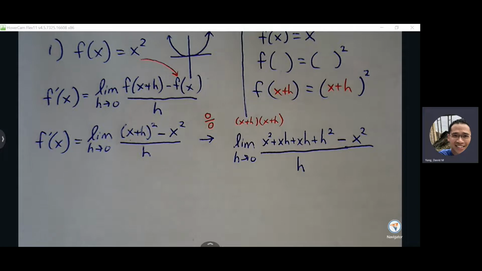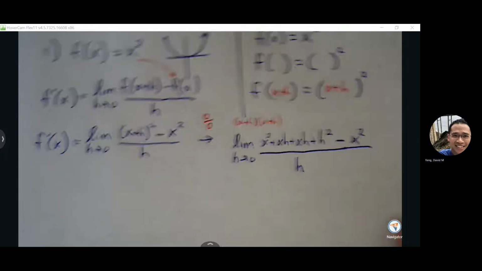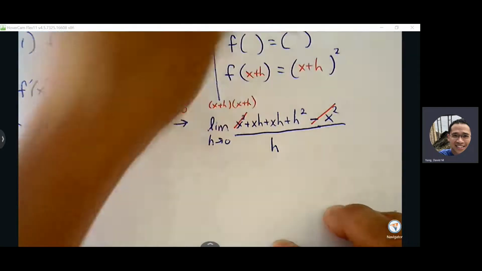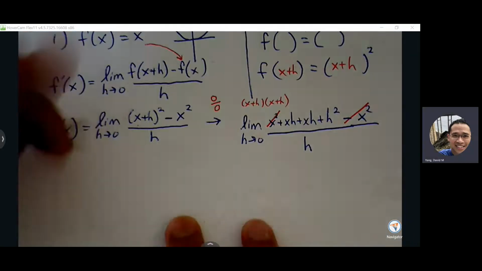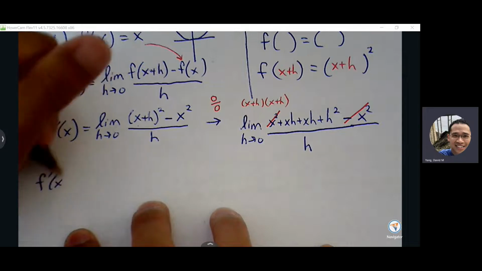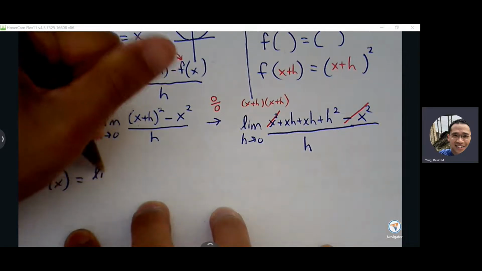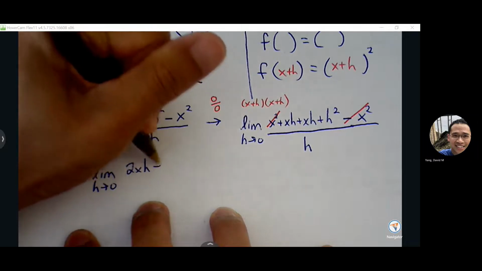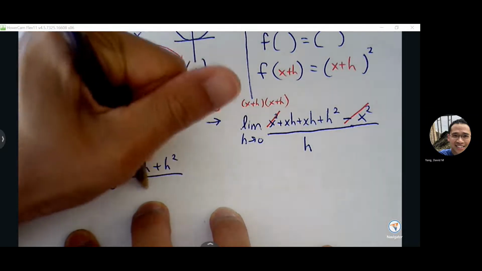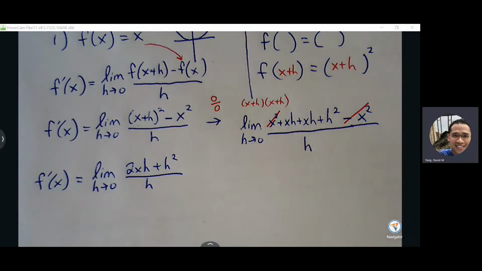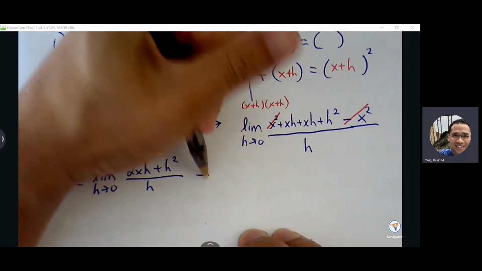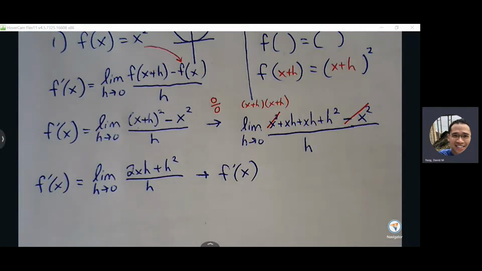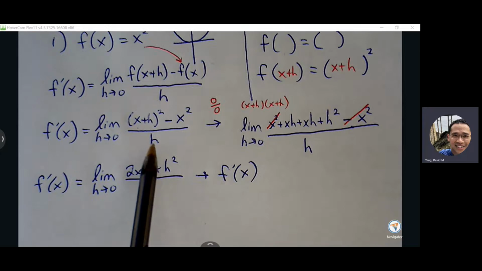All right, any cleanup opportunities here? Yep, x squared goes away. Can we combine like terms? Yeah, add the xh's together, which gives us 2xh. Is there a common factor, which is h? This is going to be the same thing every time. You're always looking for an h in the numerator because there's always an h in the denominator.